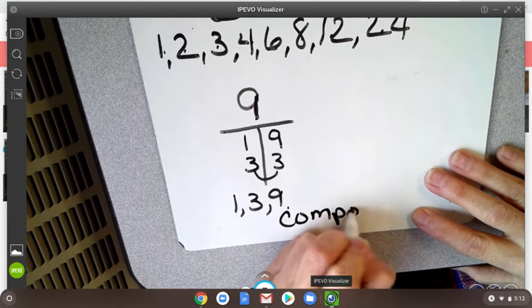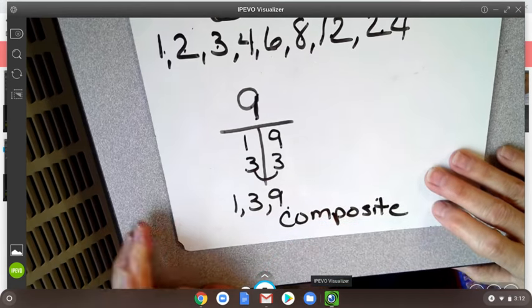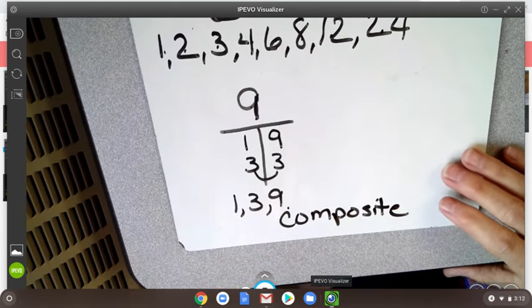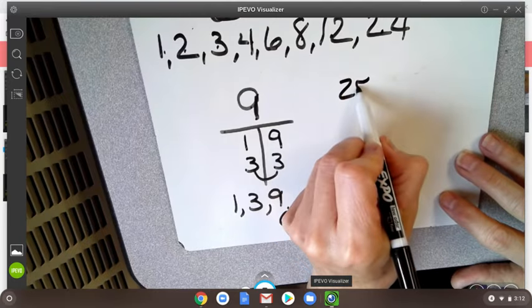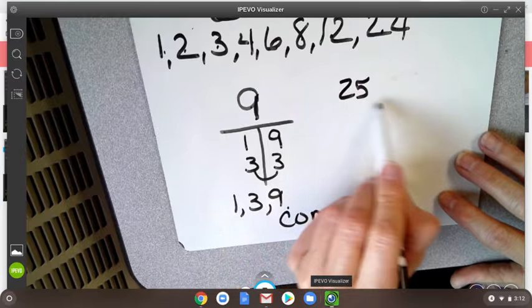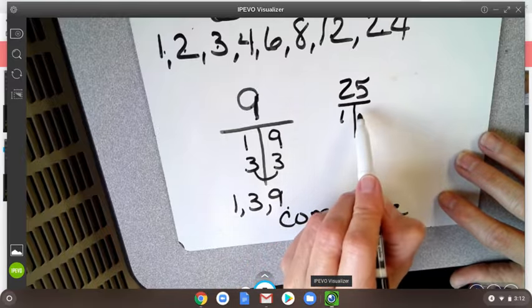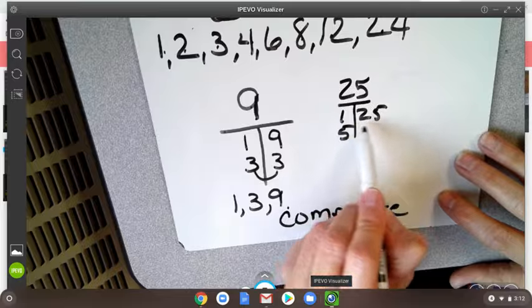And it's odd. All of the squared numbers are that. So like 25 is odd, but it has 5 times 5 in there, which makes it composite.